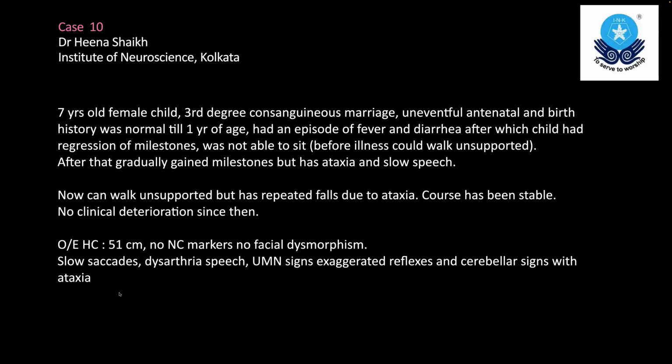On examination, she has a normal head circumference for age. There are no neurocutaneous markers, no apparent facial dysmorphism. Even though her extraocular movements are full, she has slow saccades and dysarthric speech, and she has exaggerated reflexes on both sides, and cerebellar signs are positive along with ataxia. So I would say it is a non-progressive ataxia because she has remained stable for the last 6 years.